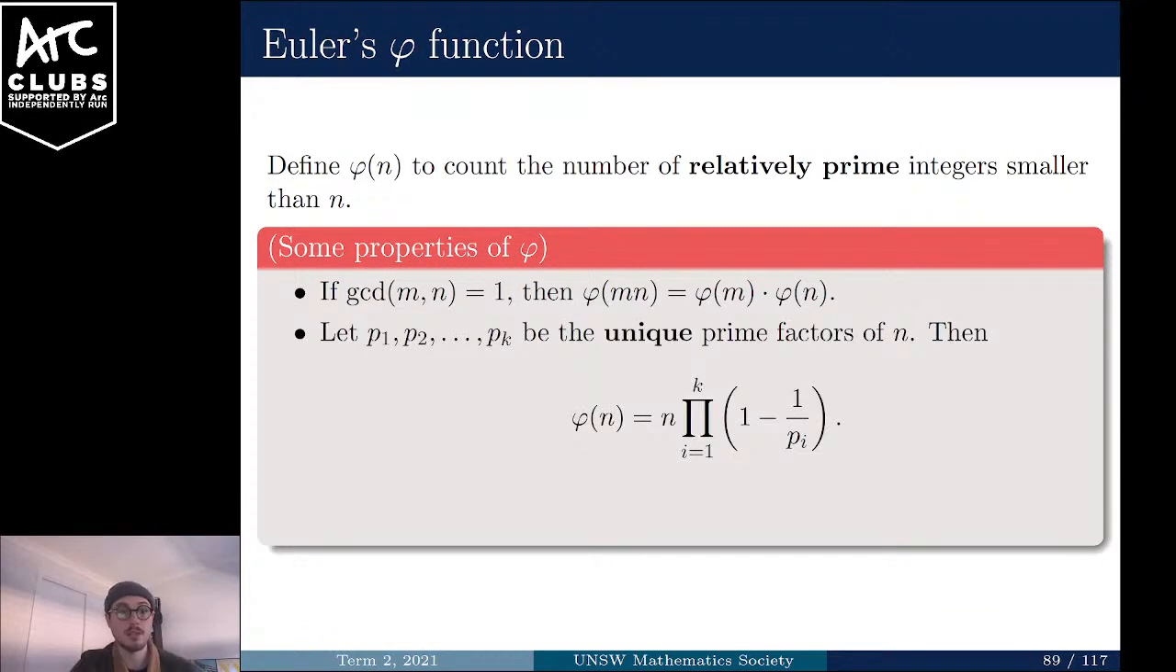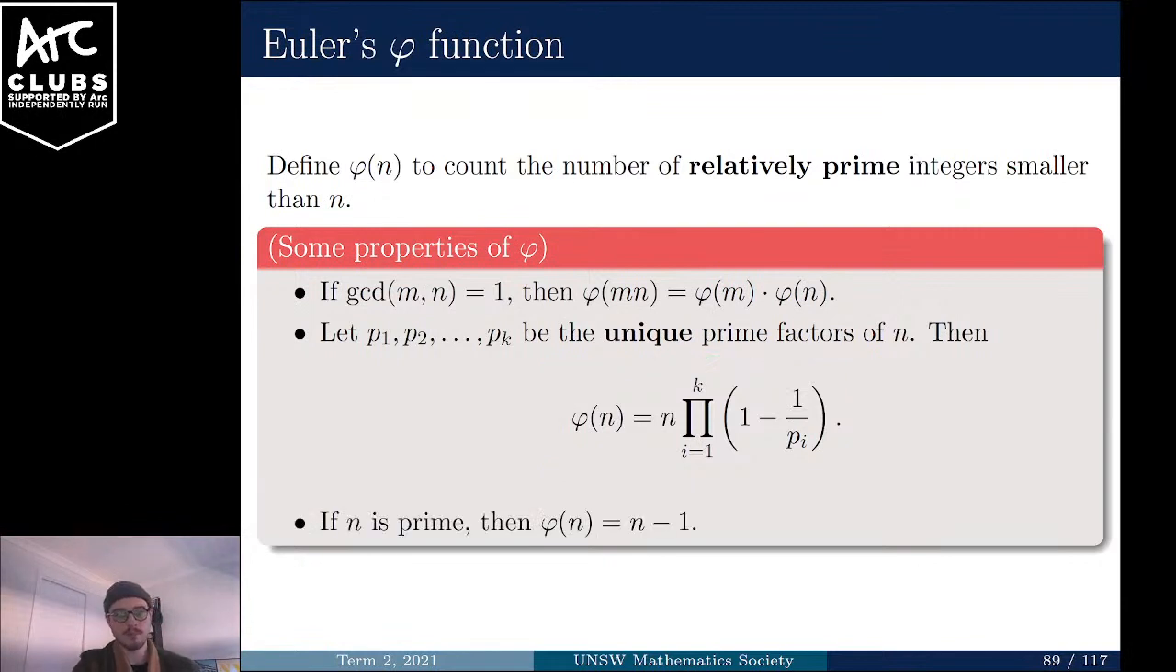Cool. And then we let p1 up to pk be the unique prime factors of n. Then we have this formula, which is always super useful to find phi of n. It looks quite daunting, quite difficult, but it's actually not too bad to compute, especially when you're dealing with nicer numbers, and it can sometimes be more time saving than doing it in other ways.